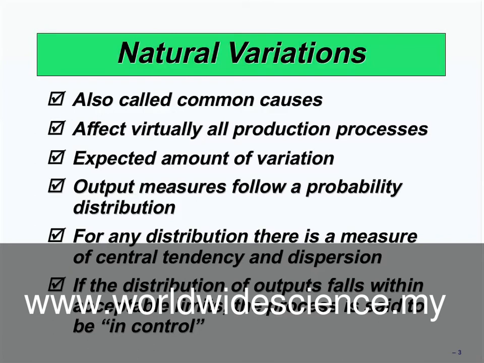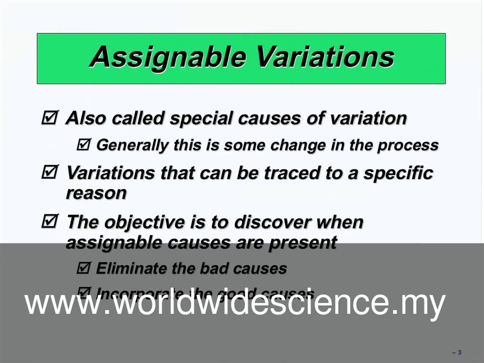Assignable variation is also called the special causes of variation. Generally, this is some change in the process, a variation that can be traced to a specific reason. As I told you, there is a specific reason why this happened and the products are not according to standard. The objective is to discover when assignable causes are present, eliminate the bad causes, and incorporate the good causes.